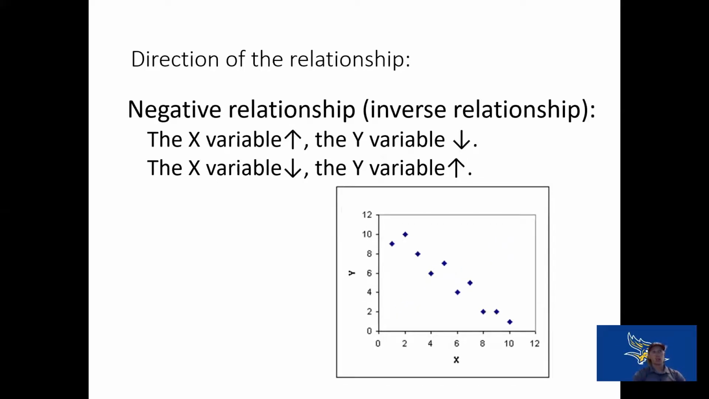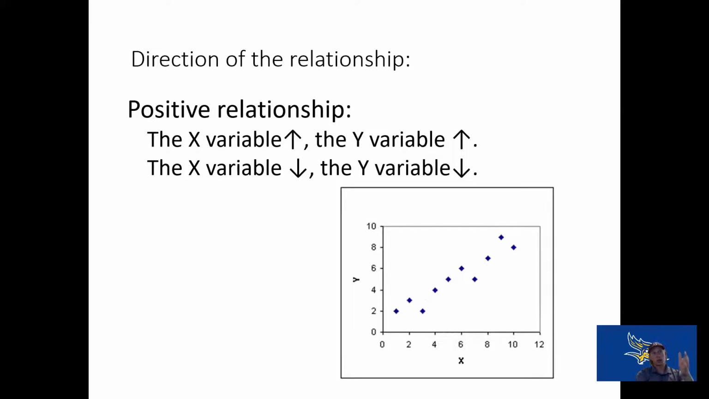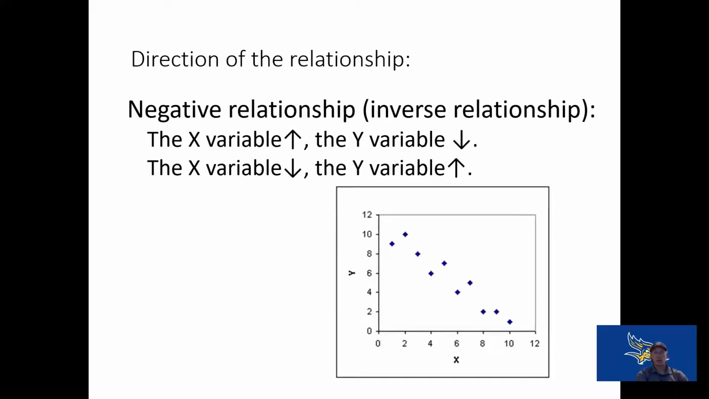A negative relationship, or an inverse relationship, is where one variable goes up, the other variable goes down. Or as one variable goes down, the other variable goes up. This would be a negative relationship. As you see between the two, a positive relationship has a positive slope of the line. A negative relationship has a negative slope of the line.